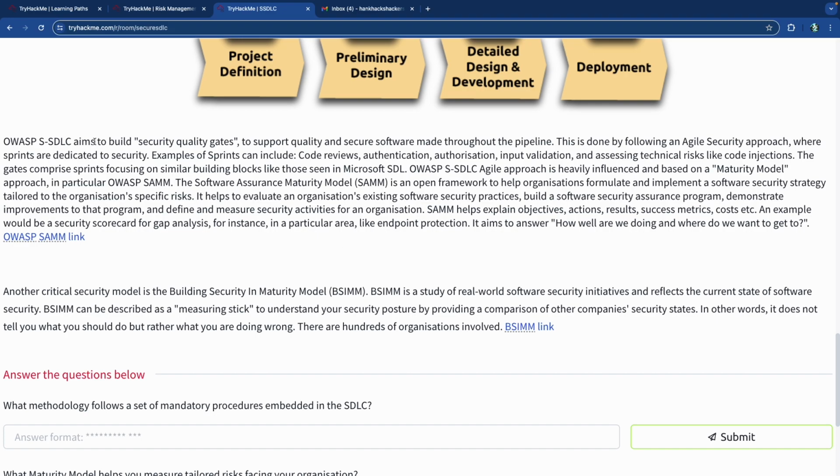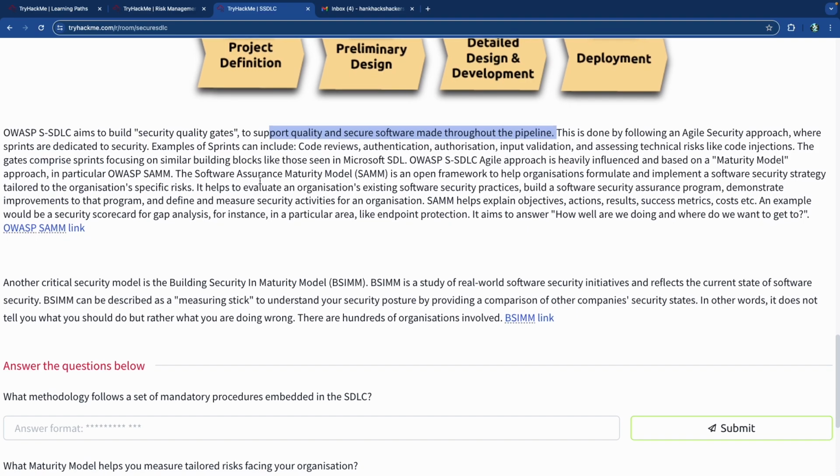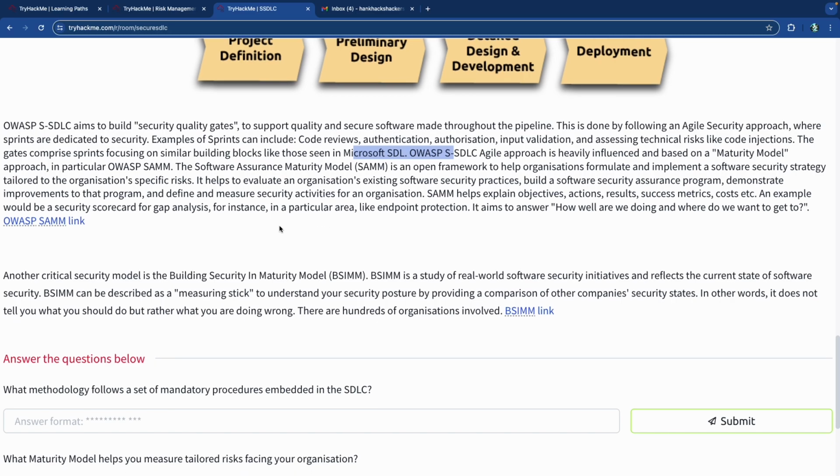And OWASP aims to build security quality gates to support quality and secure software made through the pipeline. And they actually use Microsoft security development as well as their own series of processes as well. So the main question that they're trying to answer is, how well are we doing? And where do we want to get to? So where are we at right now? And what's the goal? How secure do we want to be? And these are great questions to ask. OWASP is a very big organization when it comes down to this specific process.